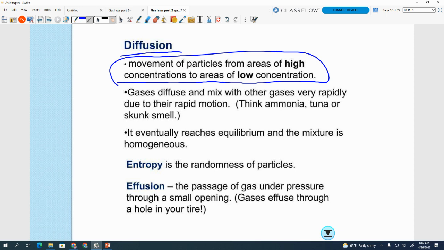All right. So that's what diffusion is. Eventually it's going to reach equilibrium. It's going to spread throughout the room to a point that you don't smell it as strongly anymore, or you don't even smell it anymore. Kind of that point where you get nose blind to it because you're used to it. It's mixed in with all the rest of the air.